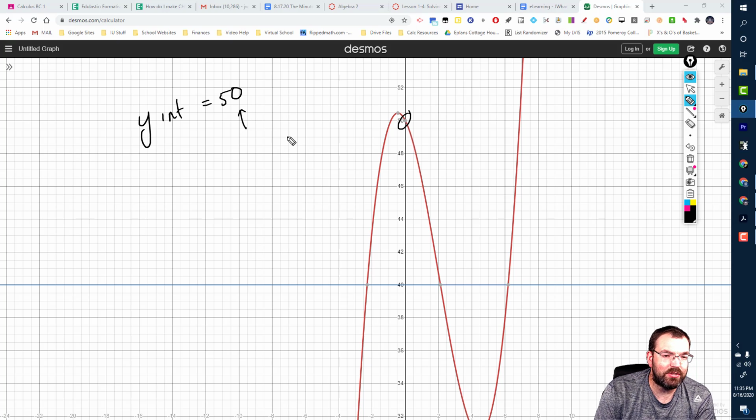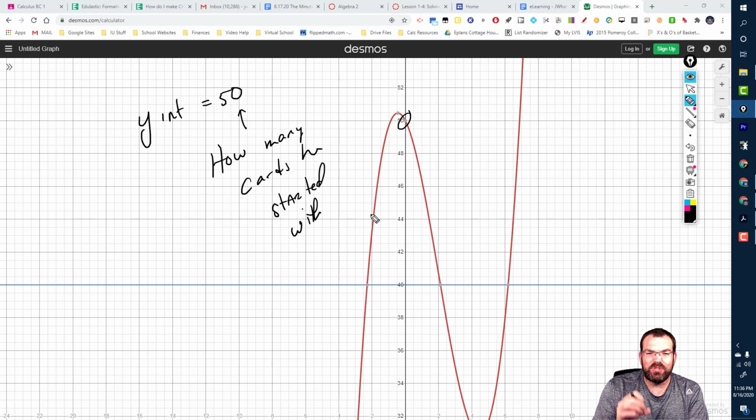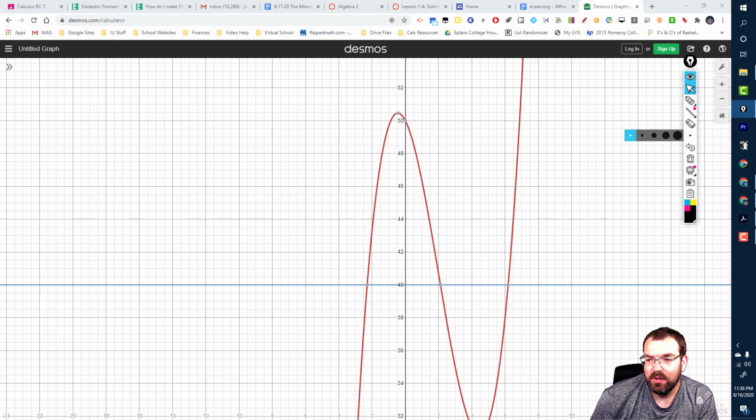What this number tells me is how many cards he started with. The y-intercept is always the amount you start with, no matter what. Okay, you need to know that. The y-intercept is always the amount of money, amount of cards, amount of items, amount of whatever that you're starting with. Okay, so in this case it's 50. So that wasn't too bad. Let's go to the next one.